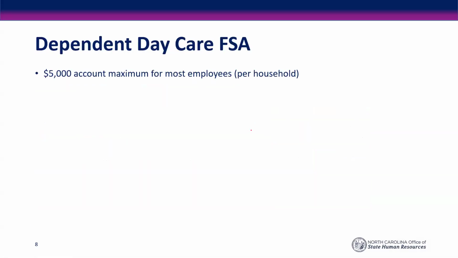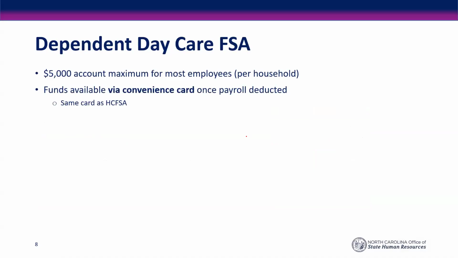So dependent daycare FSA, let me talk a little bit about this account. This one is used for daycare expenses, after school expenses, which I think is on the next slide of what the eligible expenses are. And it has a $5,000 maximum for most employees per household. So if you and your spouse both work for the state, or you and your spouse both work for employers that can contribute to this, you should not be contributing more than $5,000 together. If both of you want to participate, just make sure your maximum doesn't exceed $5,000.